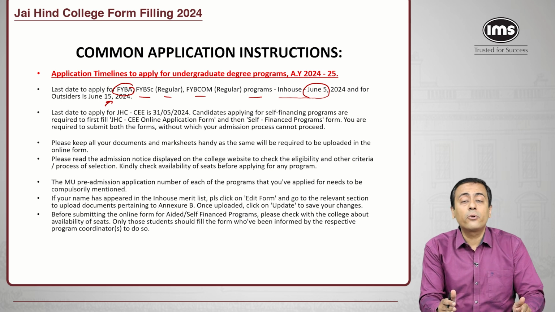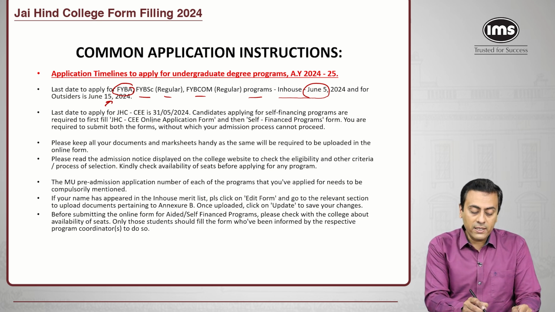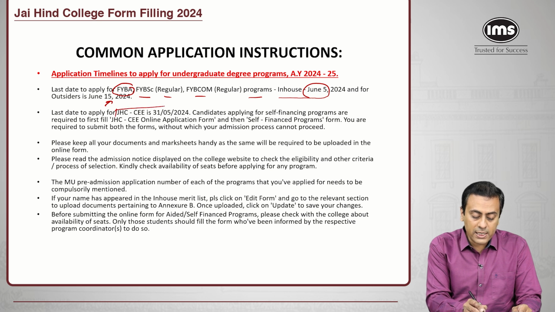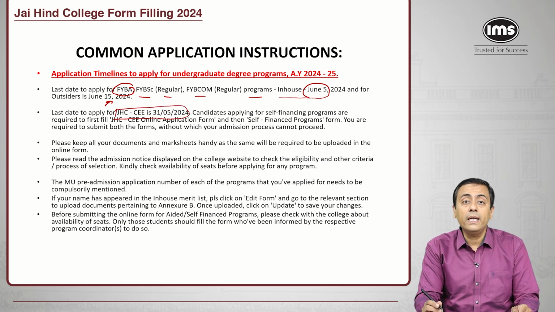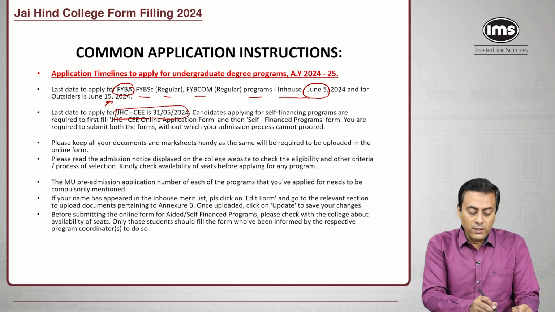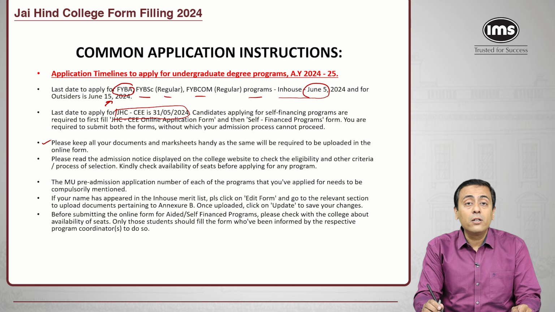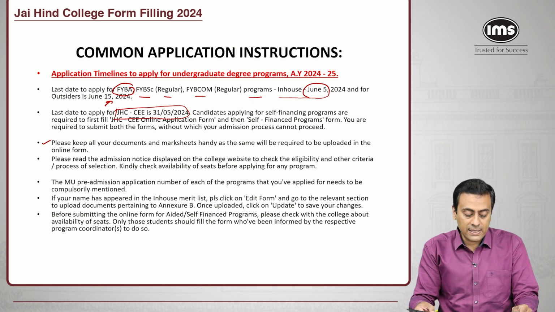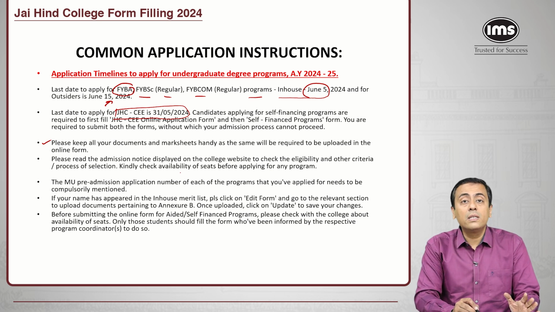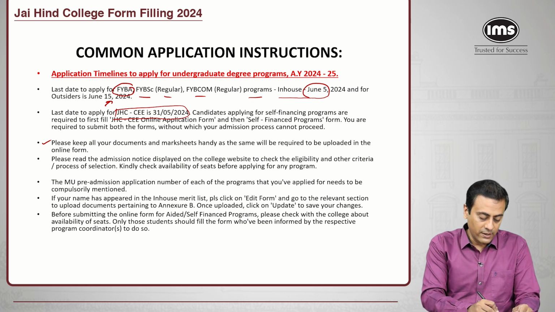For these 3 programs, no entrance test is required. And the last date to fill the Jai Hind College Common Entrance Test form is 31st May 2024. Now, we have to keep all the documents ready. We have to upload the Aadhaar card and the photograph, which I will cover in the coming slides. Then please read all the admission notices displayed on the college website to check the eligibility criteria.